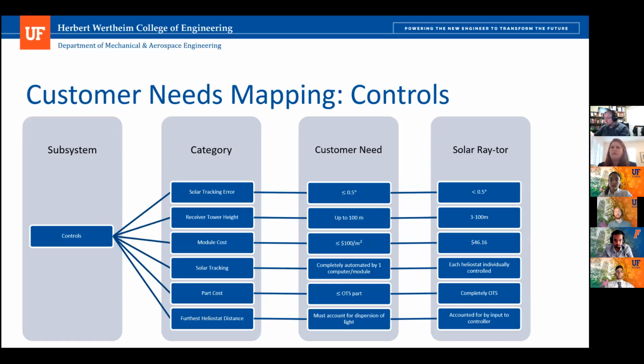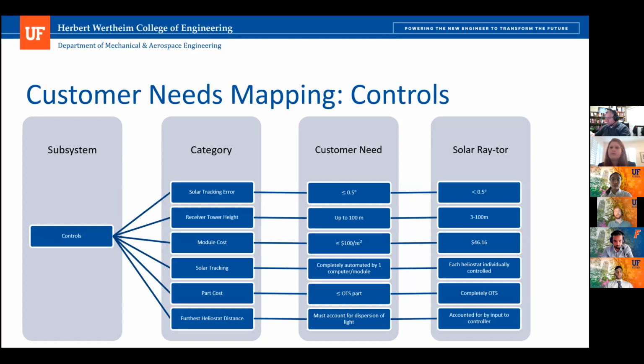The customer defined a solar tracking error of less than or equal to 0.5 degrees. This was achieved with an accuracy of less than 0.5 degrees. The customer defined a max receiver height of 100 meters. The Solarator is designed to work with a minimum tower height of 3 meters and maximum tower height of 100. The customer defined a max module cost of $100 per meter squared. The control system of our product cost $46.16.